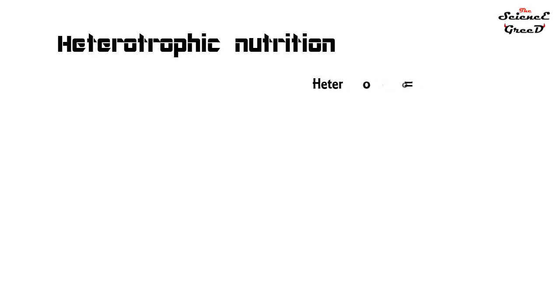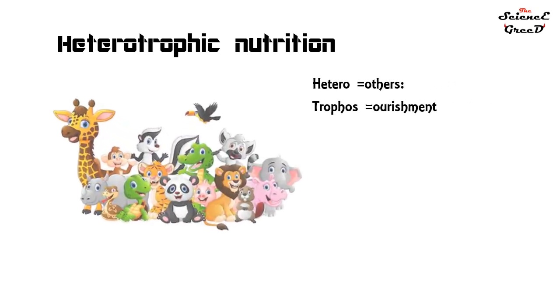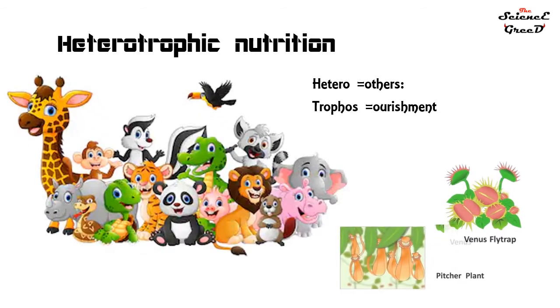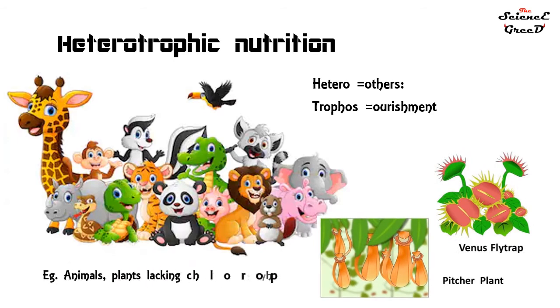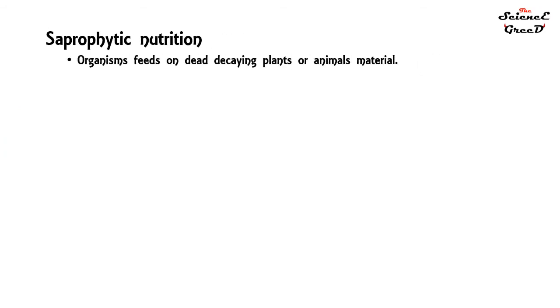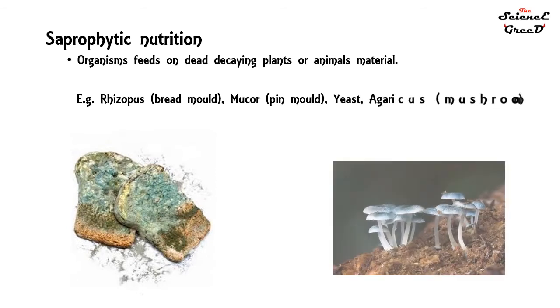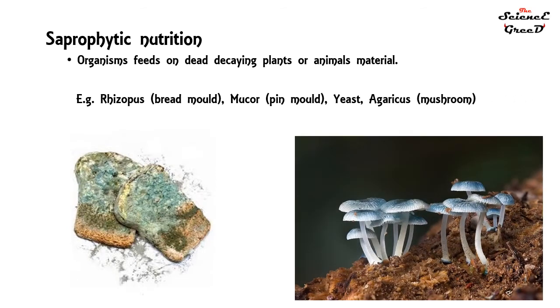Heterotrophic nutrition. Hetero means others and trophos means nourishment. Heterotrophic nutrition is the mode of nutrition in which organisms depend upon other organisms for food to survive. All animals and non-green plants are heterotrophic. The mode of nutrition in which an organism obtains nutrients from dead and decaying organic matter is called saprophytic nutrition. Examples: rhizopus, bread mold, mucor, pin mold, yeast, agaricus, mushroom.